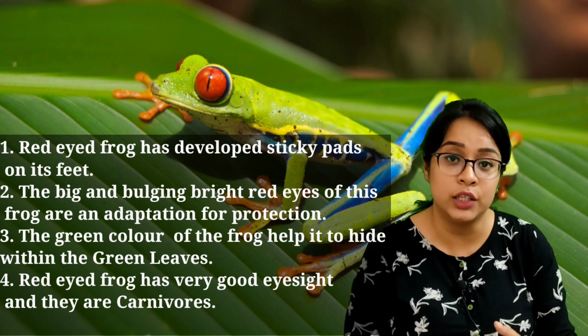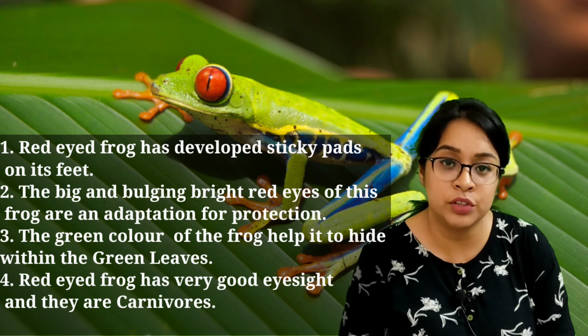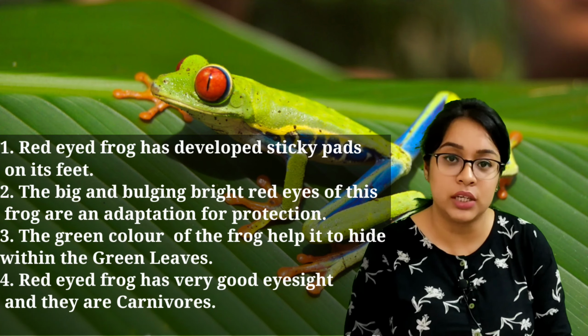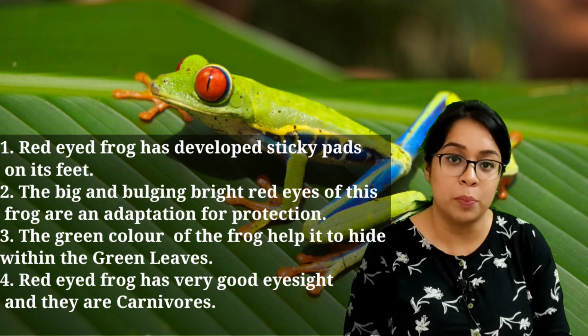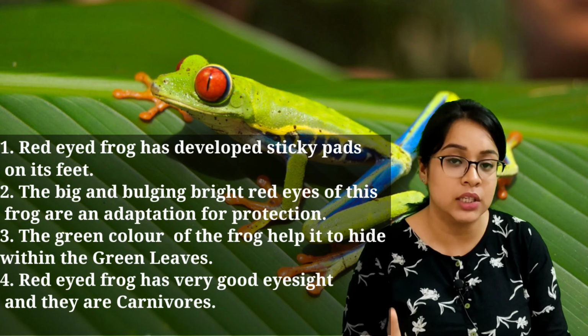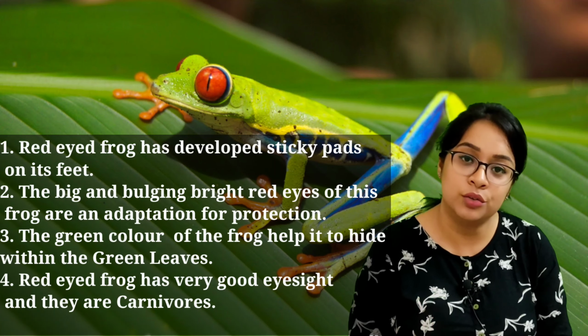Now, we will learn about some of the adaptations of animals which live on the trees, such as red-eyed frog, toucans, monkey, and lion-tailed macaque. Let's begin with the red-eyed frog. Now, the first feature is, as they live on the trees, they have developed sticky padding on their feet, which helps them to climb the trees.